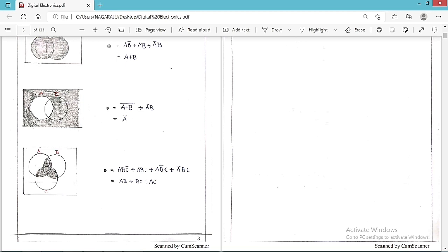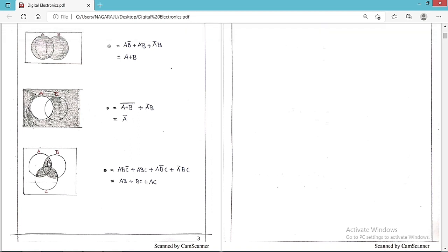Similarly, you can see clearly there is another Venn diagram with three circles, and there is an intersection between them. So I want these three things. What is this? We are going to represent it in terms of digital electronics. So you can see clearly here, this is A into B into C bar. Only this area is called A into B into C bar.